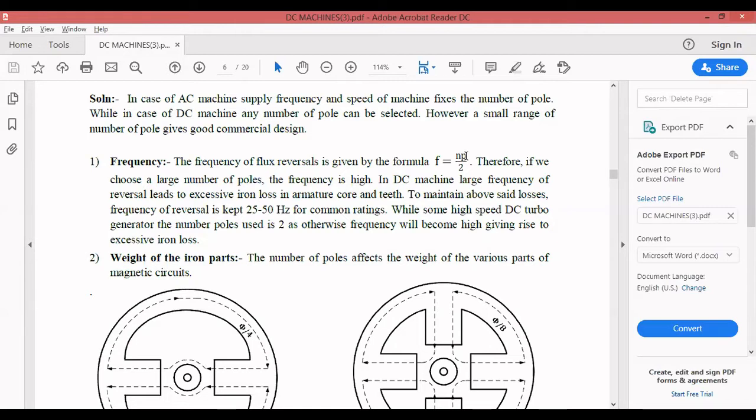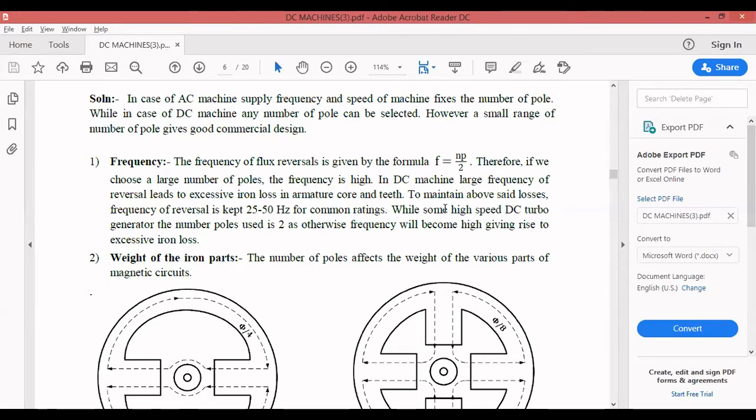And what will be the consequences? There will be excessive losses. Iron losses, which are your hysteresis losses and eddy current losses, will be more. To limit these losses, the frequency of reversal is kept at 25 to 50 hertz for common ratings. Since if you go for more poles, the frequency will be higher, and if the frequency is higher, the flux reversal will be more, and it will account for more hysteresis loss and eddy current losses.